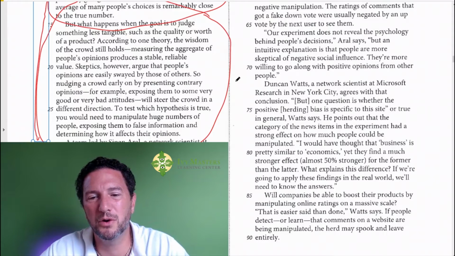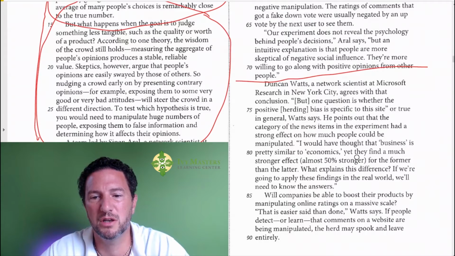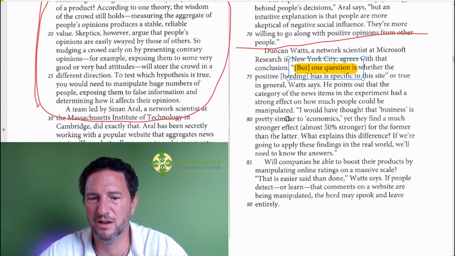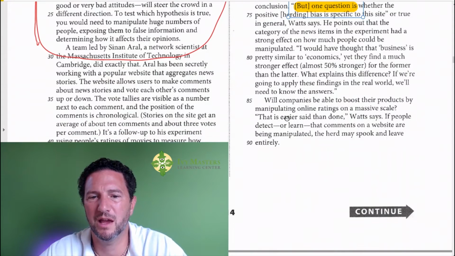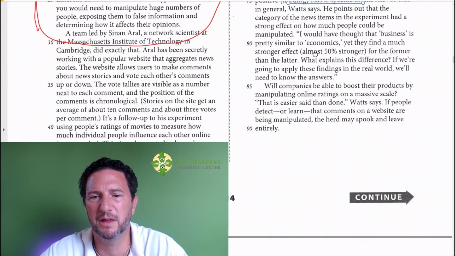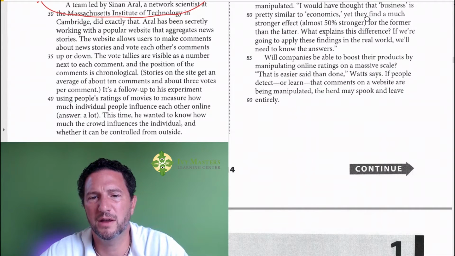And then we see the focus shift here. So this ends with, they're more willing to go along with positive opinions from other people, which is kind of what I just said. And then here's a shift in focus. Duncan Watts, network scientist at Microsoft Research in New York City, agrees with that conclusion. One question is whether positive herding bias is specific to the site or true in general. Watts says he points to the category of news in the experiment and had a strong effect on how much people could be manipulated. I would have thought that business is pretty similar to economic, yet they find a much stronger effect, almost 50% stronger than the latter.